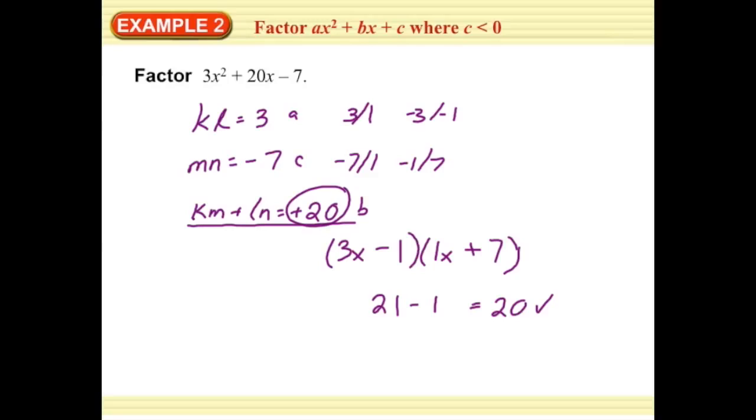So this factored form is my correct answer because 3x times 1x is 3x squared. Outer terms, 3x times 7 is 21x. Inner terms, minus 1x would be 20x. And then my last terms, negative 1 times 7 would be negative 7.